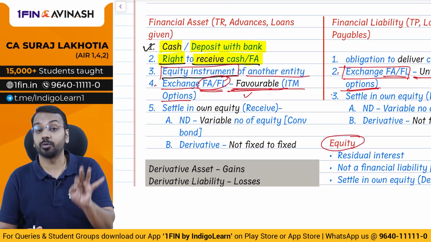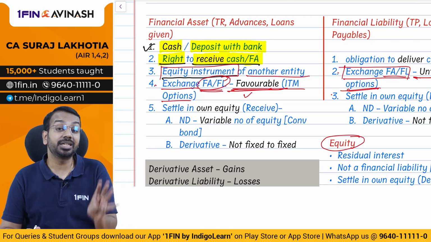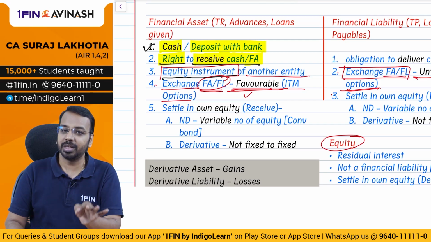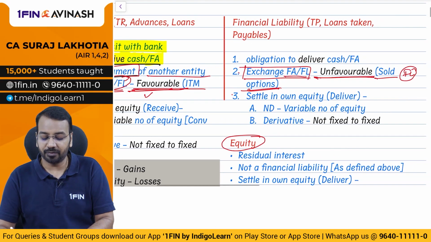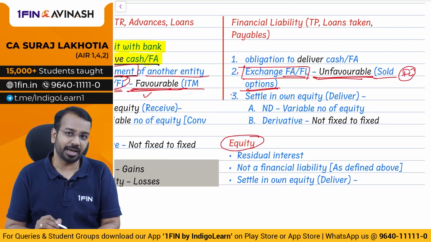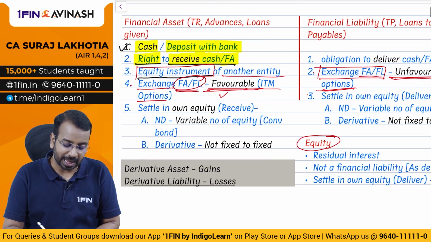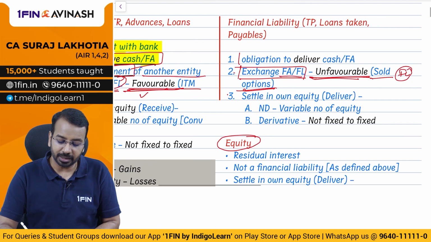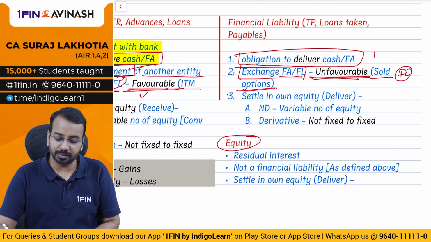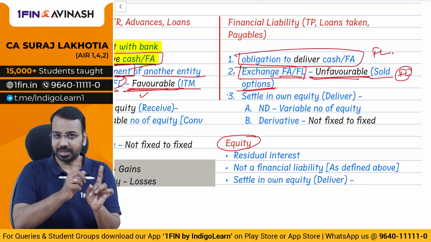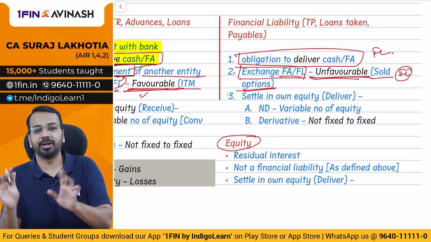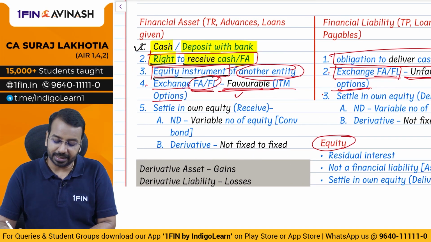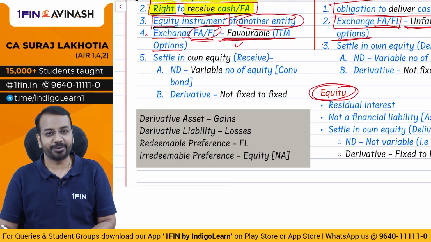Third, equity instrument of another entity. Fourth, exchange financial asset or financial liability on potentially favorable terms, and if it is on unfavorable terms, it is a financial liability. Like we have a right to receive cash, if there is an obligation to deliver cash, it becomes a financial liability. So, financial asset of one entity, financial liability of another entity. Then, equity instrument of another entity will be classified under equity.